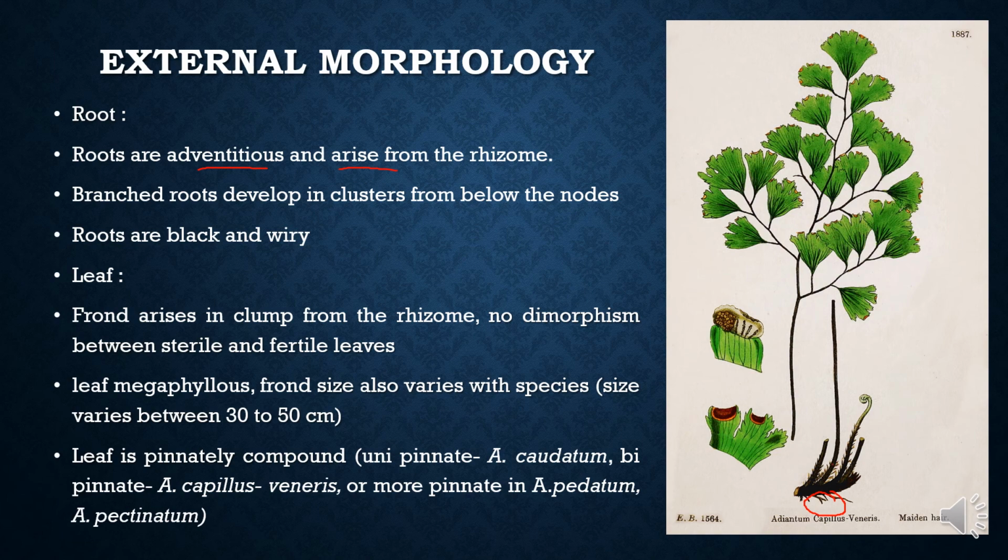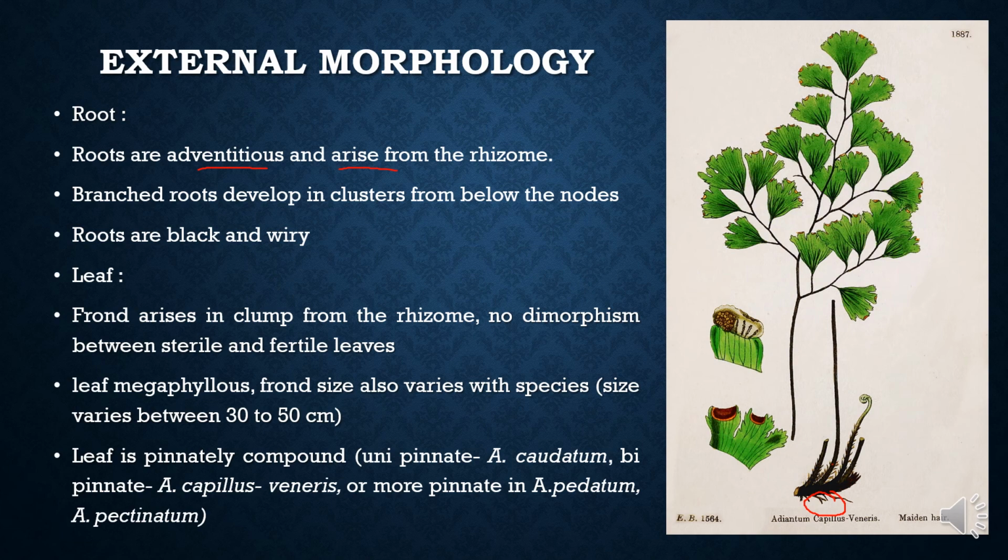The leaf of any fern is called a frond, and in Adiantum they are arranged closely in a clump. Just like other types of fern, for example Lygodium, which has dimorphic leaves, that is a sterile leaf and a fertile leaf, with two different morphologies, Adiantum does not have any such morphological difference in leaf. All the leaves of Adiantum have the same morphology, similar looking, same type.